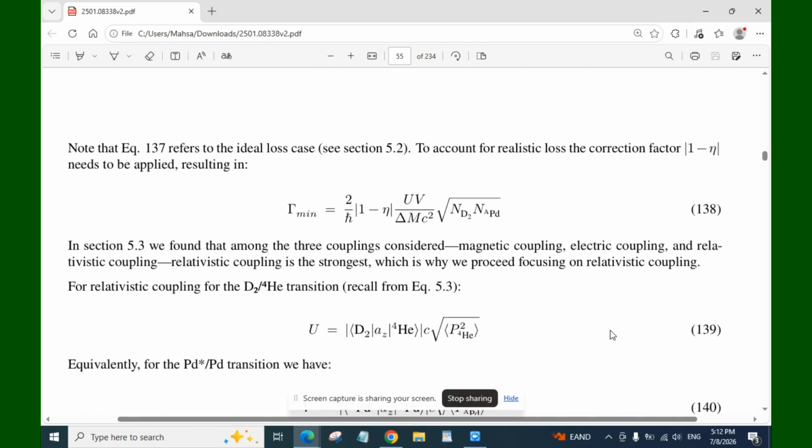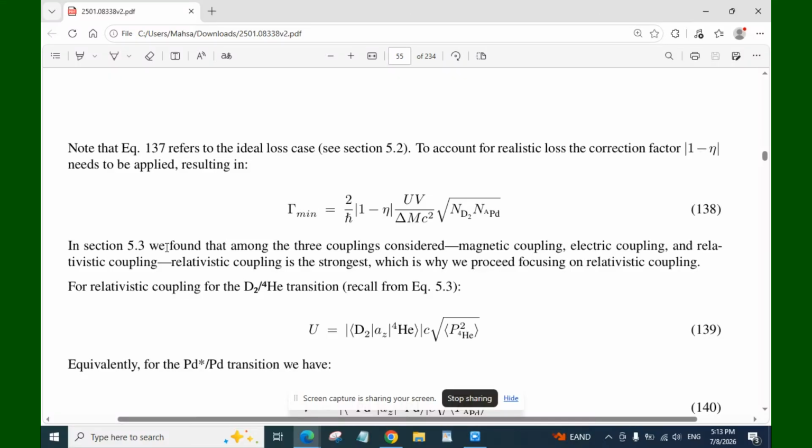Note that equation 137 refers to the ideal loss case in section 5.2. To account for realistic loss, the correction factor absolute 1 minus eta needs to be applied, resulting in gamma min equal to 2 divided by h, absolute 1 minus eta, UV divided by delta m c to the power of 2, times square root n deuterium n palladium R.